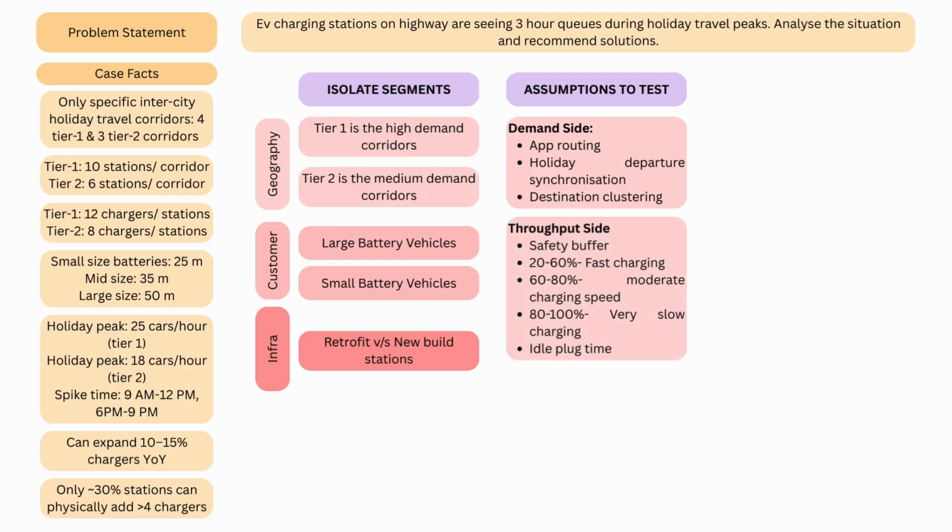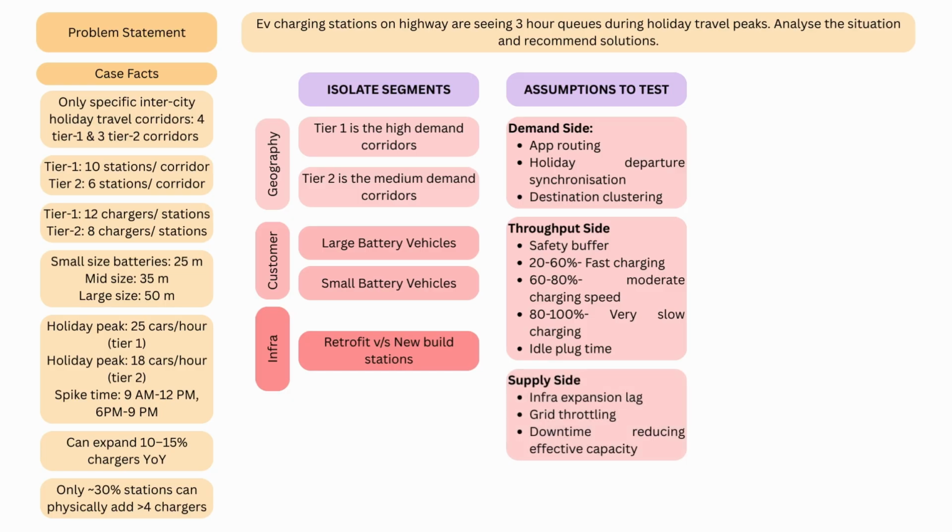Session time is usually longer during holidays because people want a safety buffer while charging their cars. Also, charging beyond 80% takes more time. So 20 to 60% charges very fast, 60 to 80% is moderate, and 80 to 100% is where we see very slow charging. There could also be idle plug time where the car is fully charged but is still occupying the charger.